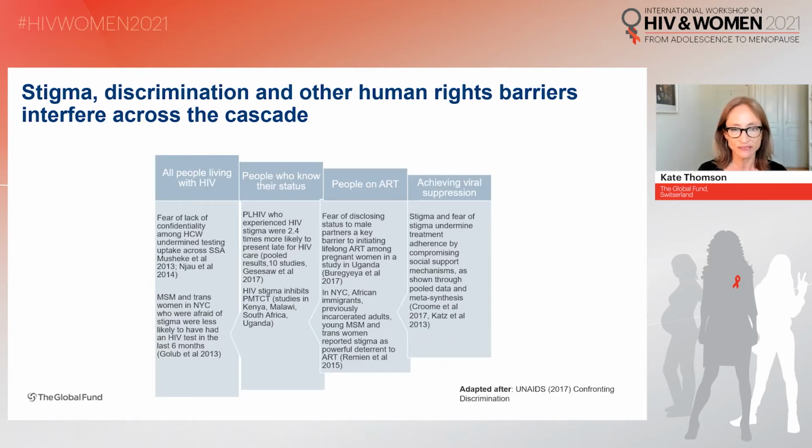Fears over a lack of confidentiality was shown to undermine testing uptake across sub-Saharan Africa. The fear of stigma prevented trans women from testing for HIV in New York City. People living with HIV experiencing stigma were more likely to present late for HIV care. Studies in a number of African contexts have shown that stigma is a barrier to effective prevention of vertical transmission. And fear of disclosing to partners is shown to be a barrier to treatment initiation. Many groups reported stigma as a deterrent to ART, and stigma has been shown to undermine treatment adherence.